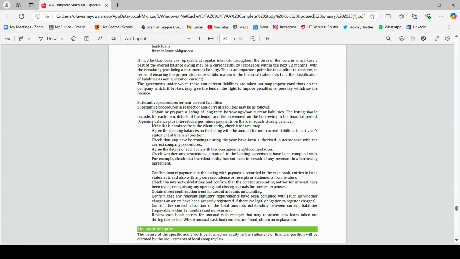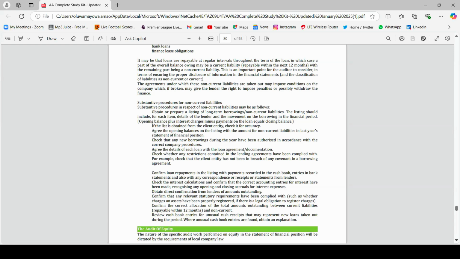So the procedure is similar to all that we've been discussing for all the other liabilities. The first is to obtain a list of all borrowing. You want to be sure that there is completeness, so you get the listing from the client. You also want to be sure that the list is accurate. So you are testing that the closing balance is correct, that the amount is appropriately reducing as it should, meaning that the repayment is being calculated accurately. You also want to check the opening balance and the closing balance. You want to check for any new borrowing.